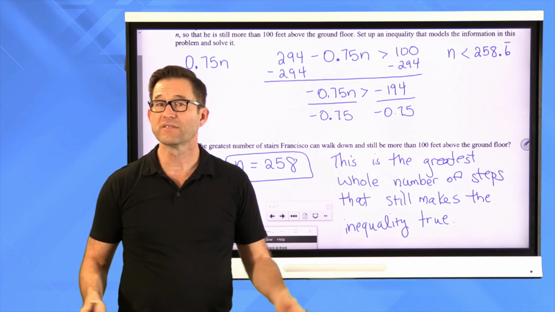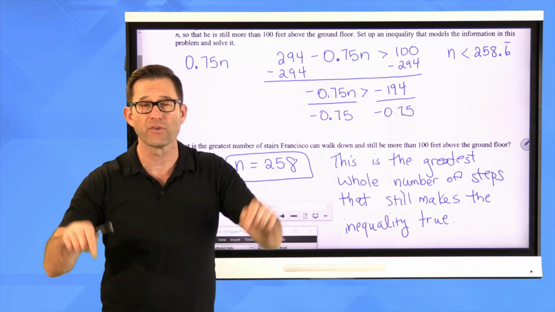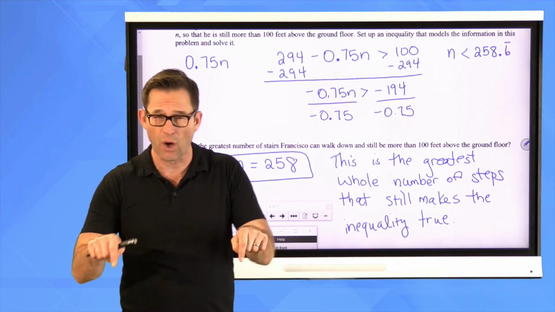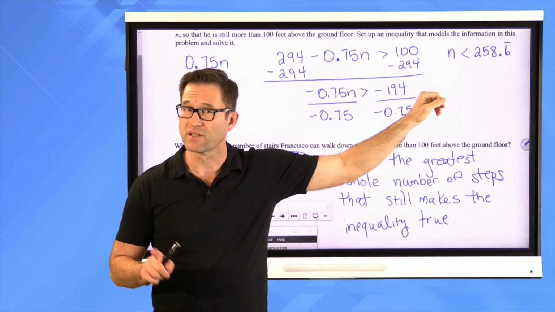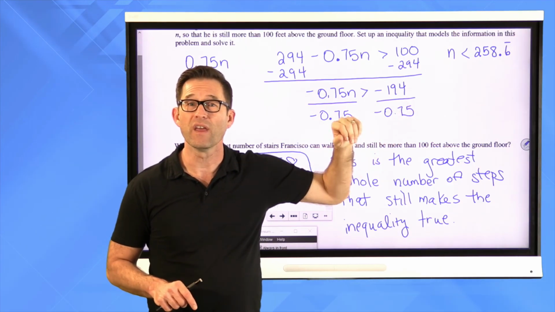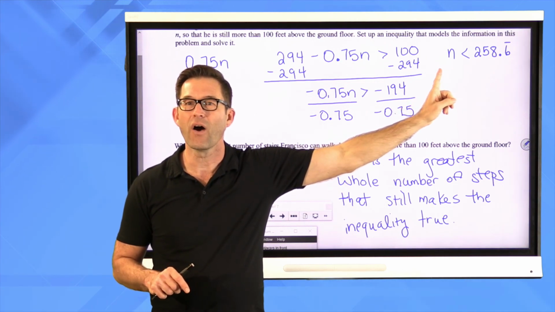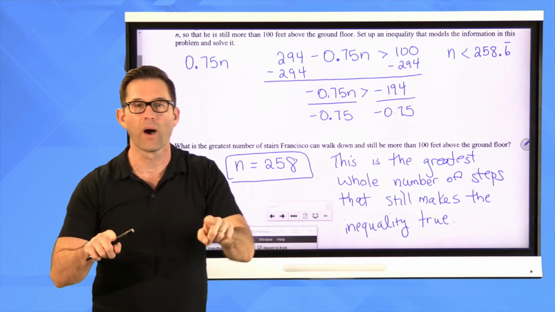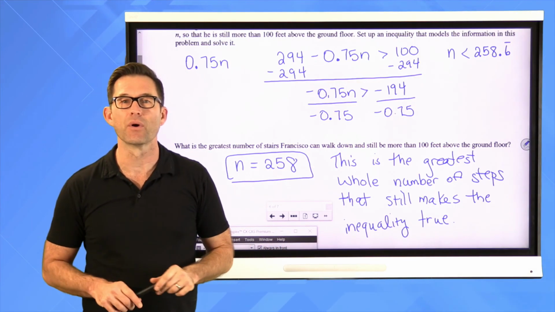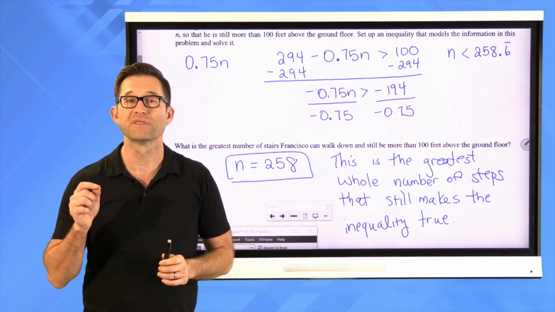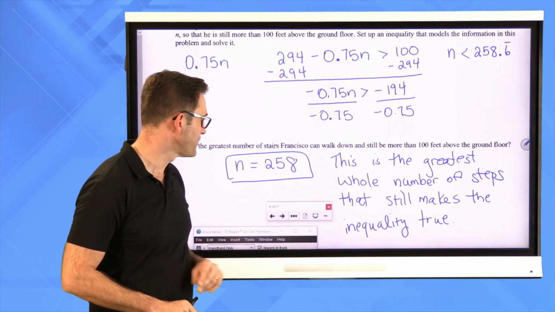So if he walked 1 step, he'd still be above 100 feet, 2 steps, still above 100 feet. He's going down every step he takes, right? Every move he makes, he's going down, right? But he gets into that 257, he's still above 100 feet. 258, still above 100 feet. 259, nope. Now it doesn't fit that inequality and he's dropped below 100 feet. So 258 is the largest number of whole steps where he'll still be above 100 feet. All right, let's wrap this up.